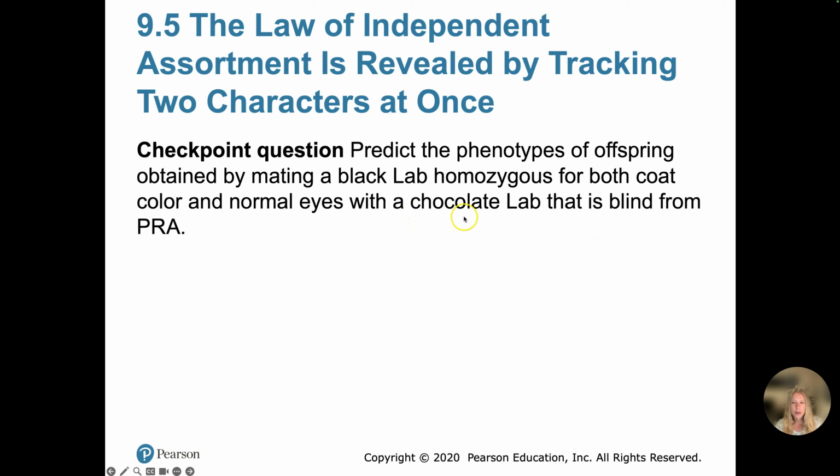So first I want to talk about this chocolate lab that is blind. We know right away that that is a homozygous recessive genotype. It's a lowercase b to get the chocolate color, and then it's blind, so it's a lowercase n. And then it says the black lab is homozygous for both coat color and normal eyes. So that means it's a homozygous dominant black lab.